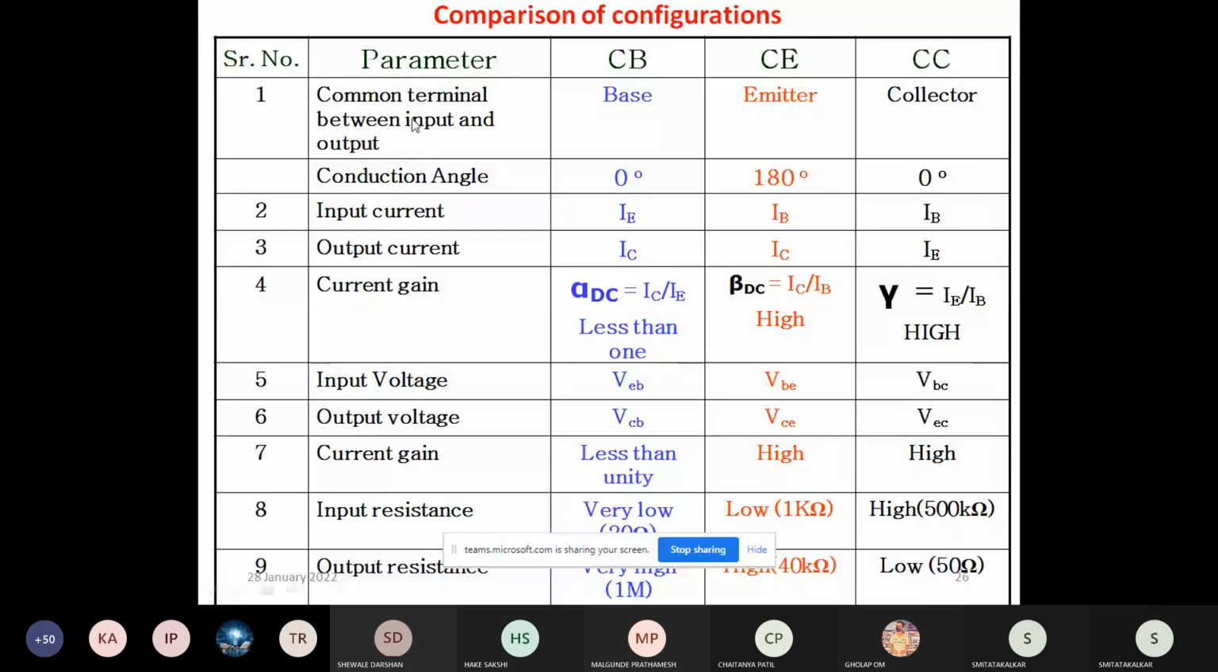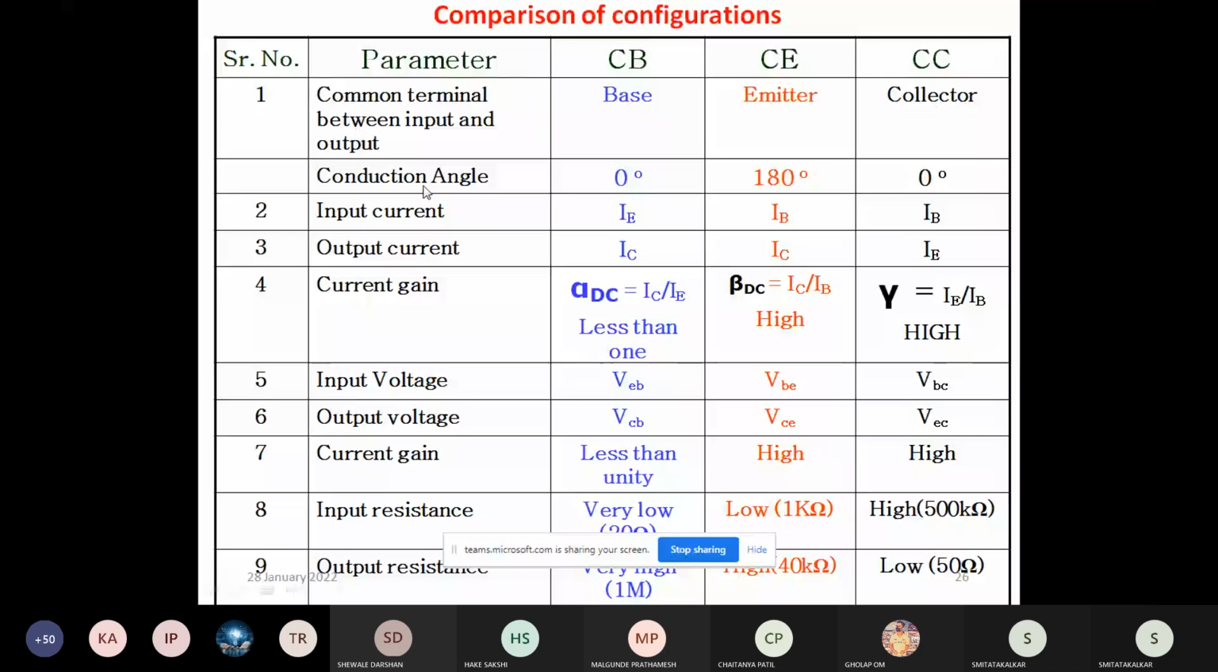What's the common terminal? Write down the common terminal. Here in CB the base is common, in CE the emitter is common, and in CC the collector is common. Then between input and output: in CB, base is common, input is emitter and output is collector. In CE, emitter is common, input is base and output is collector. Then the last one, CC: collector is common, the base is input and the emitter is output.